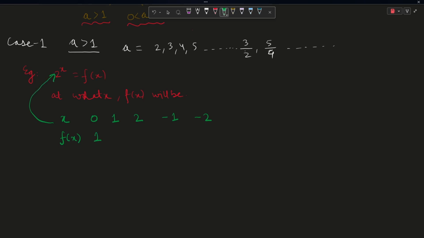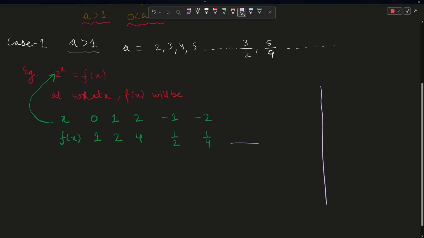So it will be 1 when x is 0. When x is equal to 1, the value is 2. Then it is 4, 1 by 2, and 1 by 4. Now we need to construct the graph of this function. We have the following points, and we can construct the graph very easily.